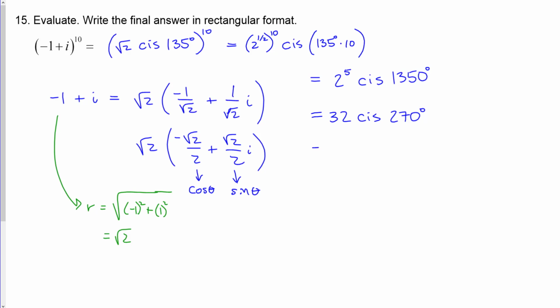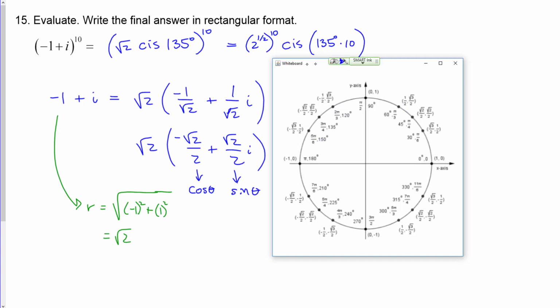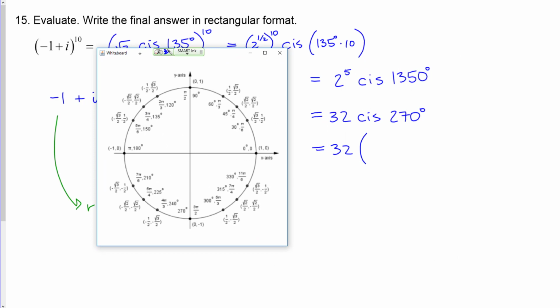Now, to change this into rectangular form, this would be cosine plus i sine of 270. So the cosine of 270 degrees is 0, and sine is negative 1, so this would be 0 plus i times negative 1. So negative 32i is the solution.